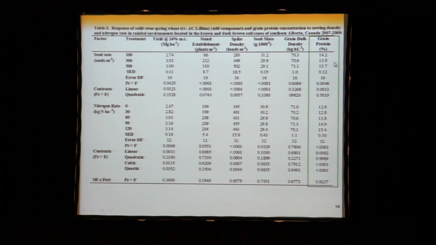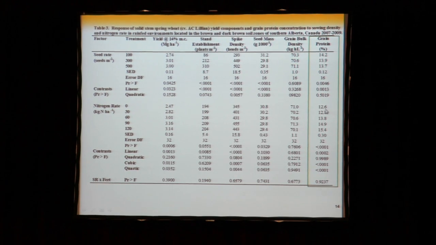And this is a bit busy, but I wanted to show you this just because of the grain protein data, which was pretty cool. So as we add more plants to the field and they start competing for nutrients, it's not a big surprise that our protein would dip down a little bit, and that's what we see here. Roughly 14 for a low plant population, dipping down to almost 13.5 for the high plant population.